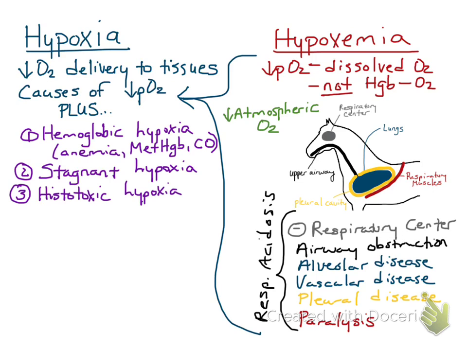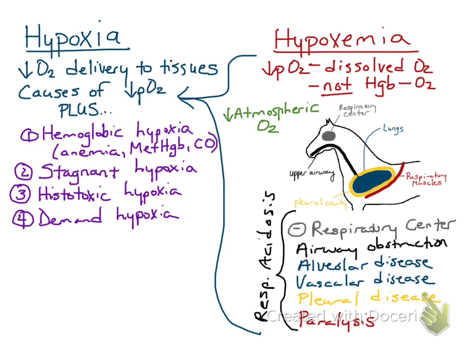And then the last cause of hypoxia is demand hypoxia. So there's an increased oxygen demand by hyperfunctioning cells. So examples of this would be hyperthyroidism or hyperthermia.